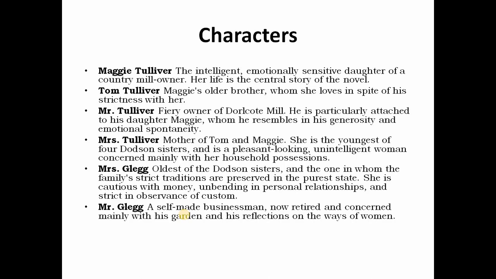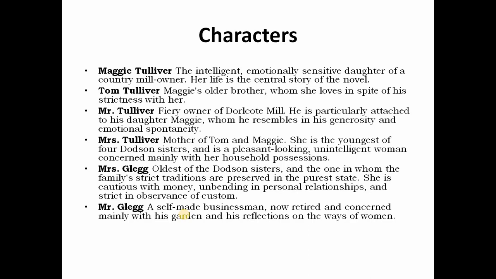Mr. Tulliver, fiery, angry owner of Dorlcote Mill. Dorlcote Mill is the name of the mill we have discussed in Maggie's character. He is particularly attached to his daughter Maggie, whom he resembles in his generosity and emotional spontaneity. It is one reason that he loves his daughter as well, because she resembles him in generosity and emotional spontaneity. Both are emotional, father and daughter.